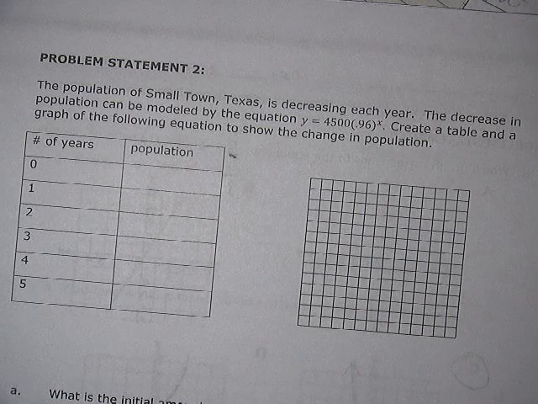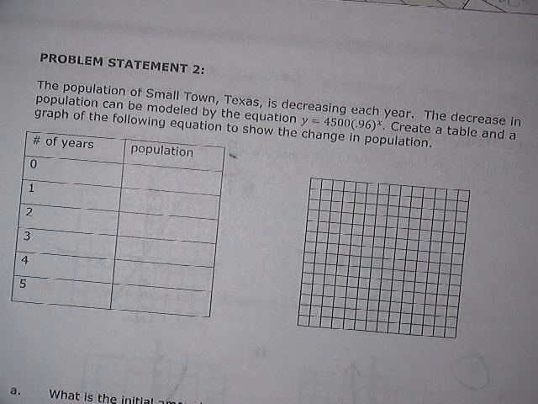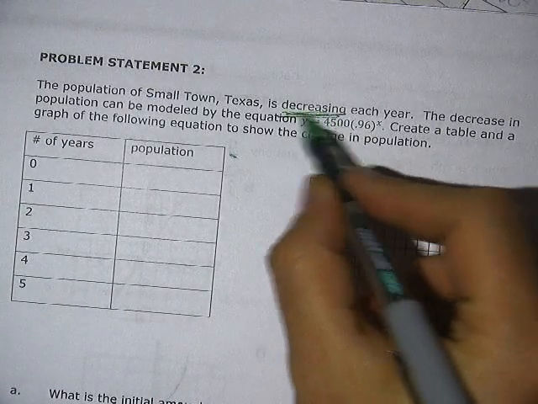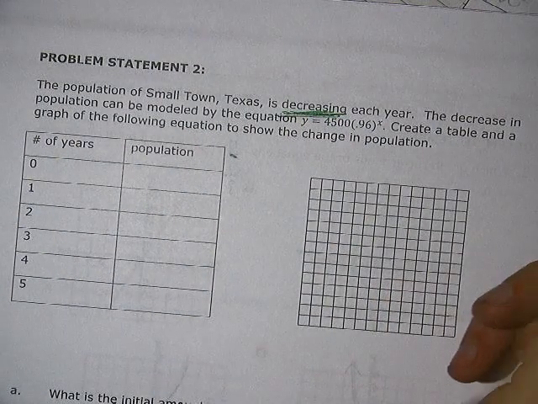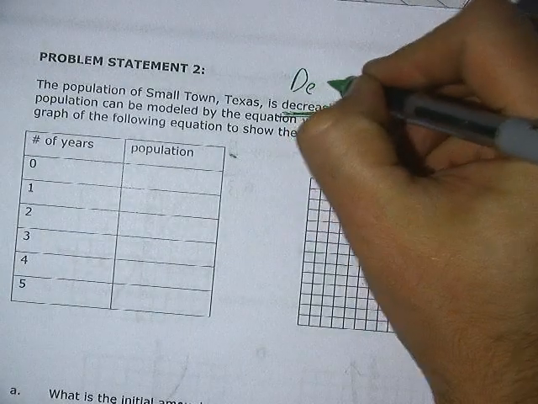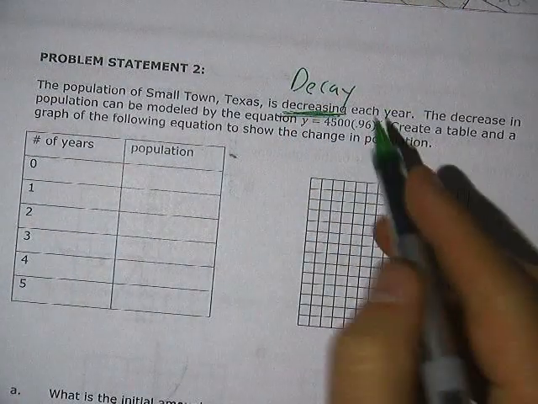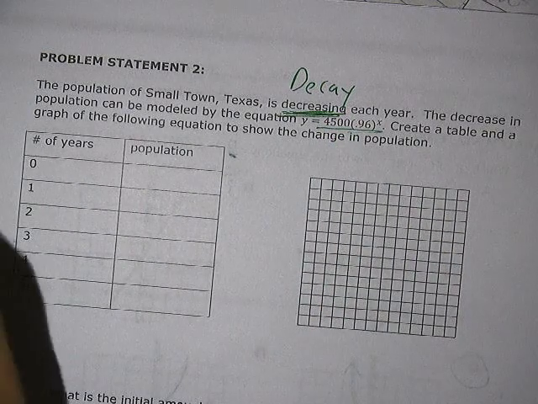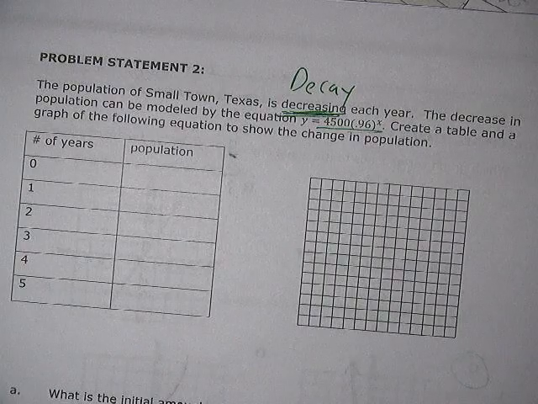All right, moving on to problem statement 2. We've got the population of a small Texas town that is decreasing each year. That word decreasing automatically tells you this is most likely going to be a decay problem. So I take my equation, y equals 4,500 times 0.6 to the x power.